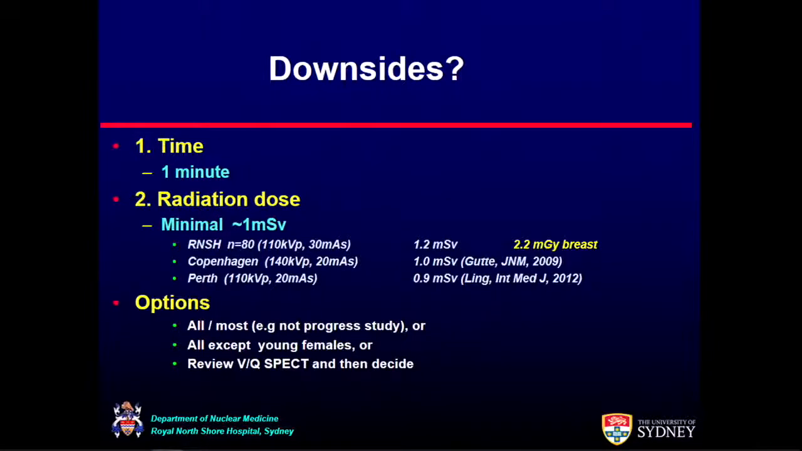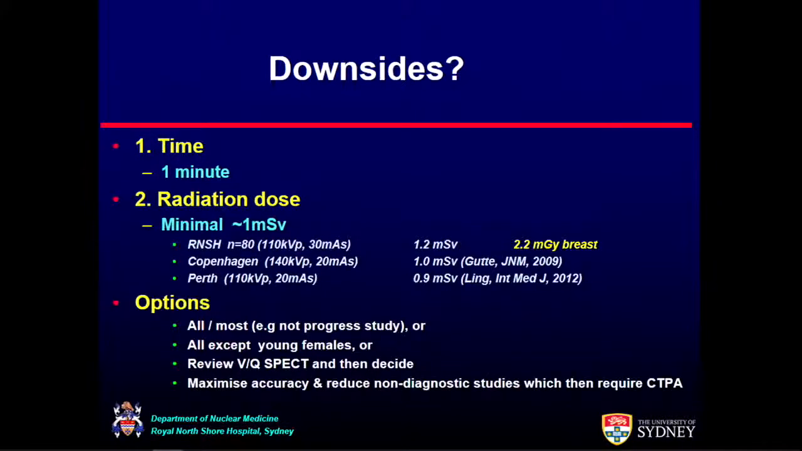So I guess the options are you could do it on selected patients, you could do it on all patients. I have to say in our department we do it on the majority. Young females we're more careful about. If someone clearly has an abnormal scan, we may not do it. A progress study, we may not do it. But certainly, one option you've got is to actually do the VQ SPECT, have a look at it, and if there's any abnormality or anything you're not sure about, then get the low-dose CT while the patient's still on the bed.